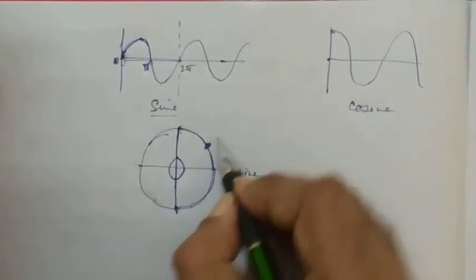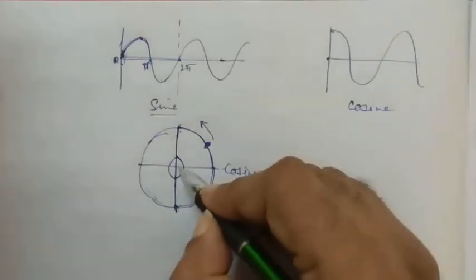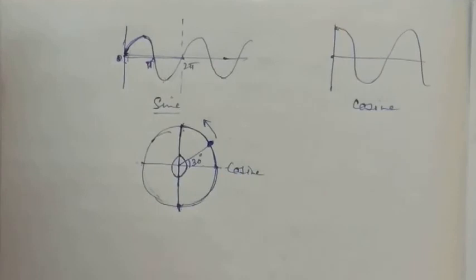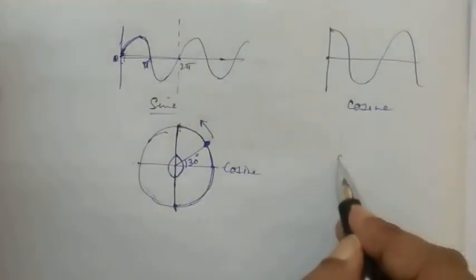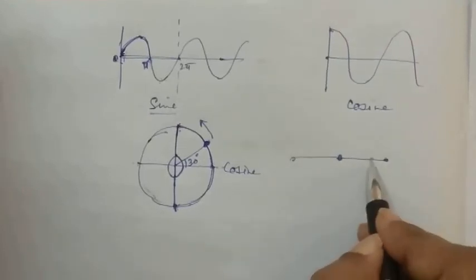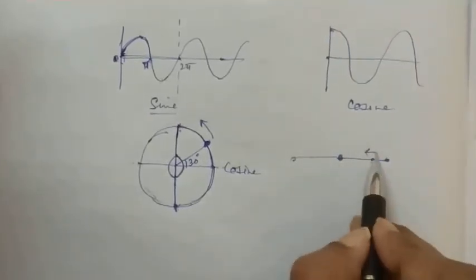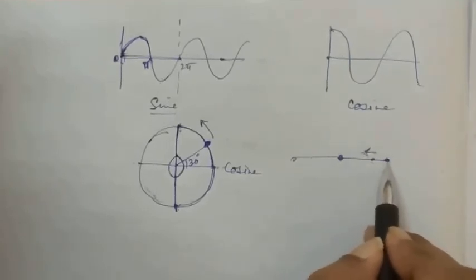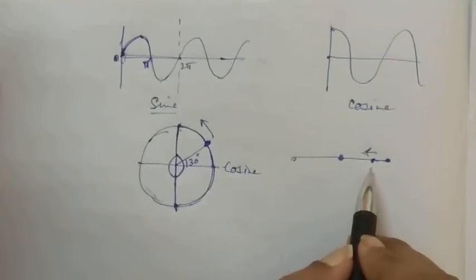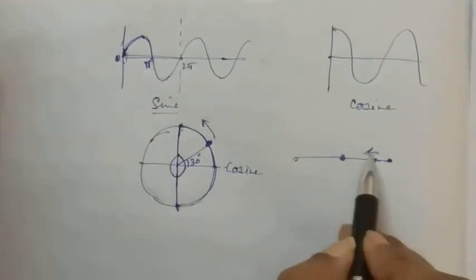So if the particle starts from this position and moves towards the mean position, the starting position of the particle is 30 degrees from the extreme position. That means the particle is somewhere here and moving towards the mean position. The shift from the extreme position to the position of the particle at this instant of time is 30 degrees and moving towards the mean position.